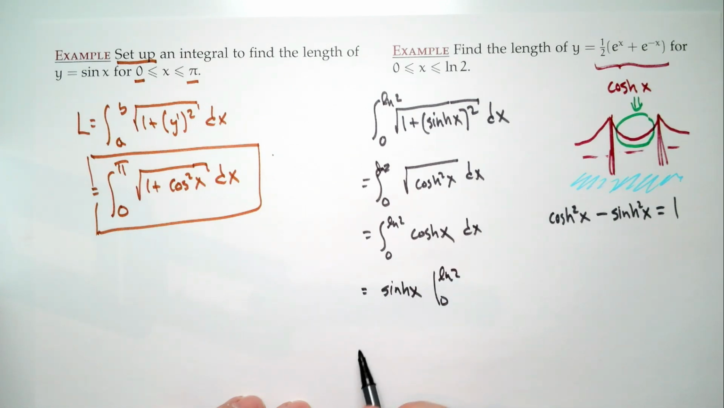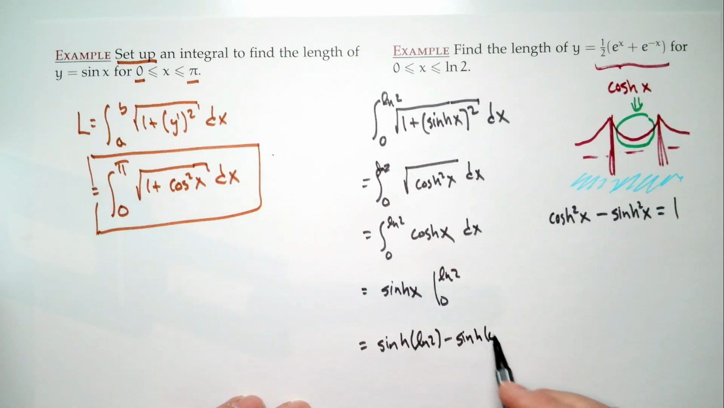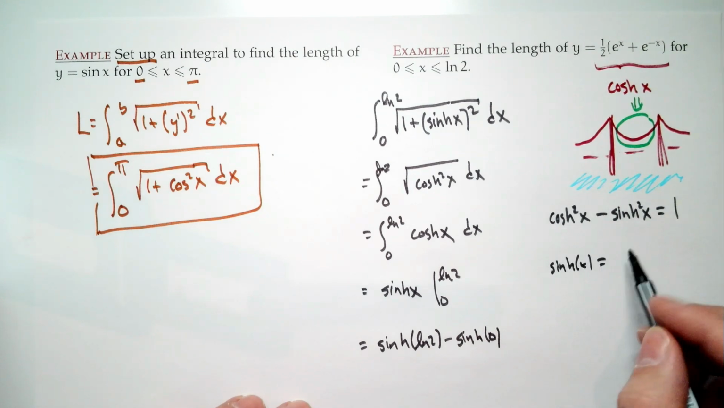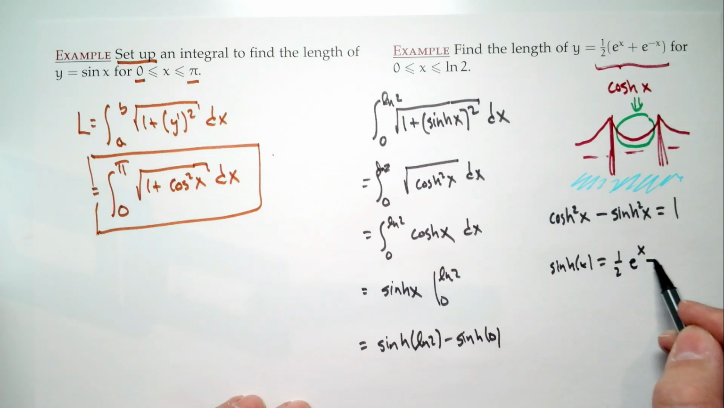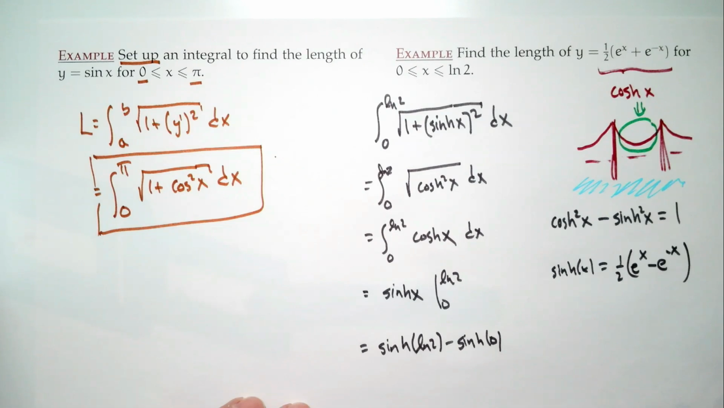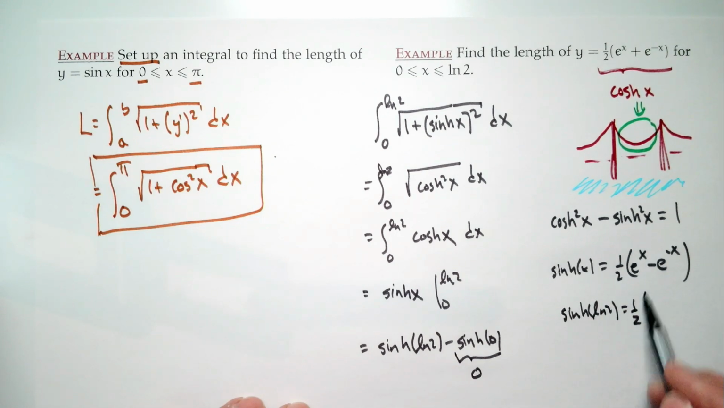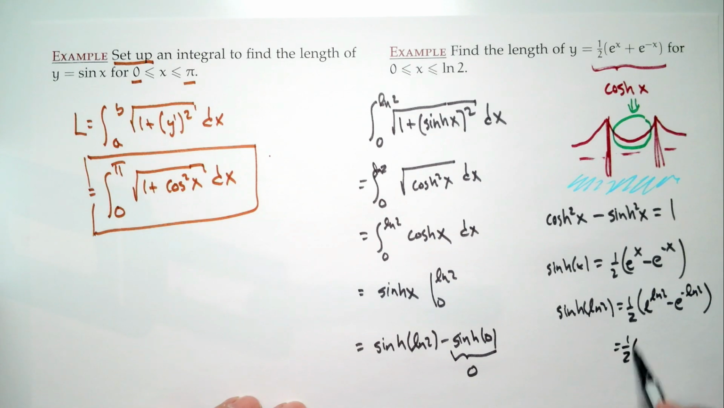And we're going from 0 to log 2, which means we have sinh of log of 2 minus sinh of 0. Now, you're probably thinking, all right, what is sinh? Sinh of x is 1/2 (e to the x minus e to the minus x). Now, if you plug in sinh of 0, what do you get? You get 0. Sinh of log 2 would be 1/2 (e to the log 2 minus e to the minus log 2). E to the log of 2 is also known as 2.